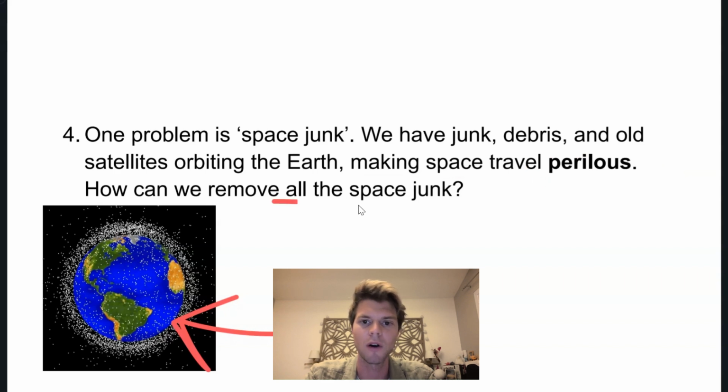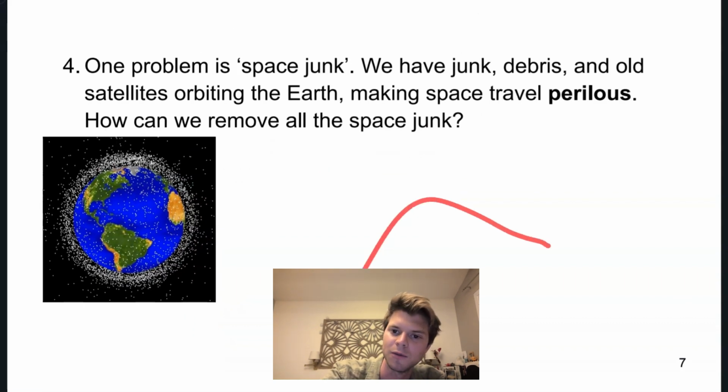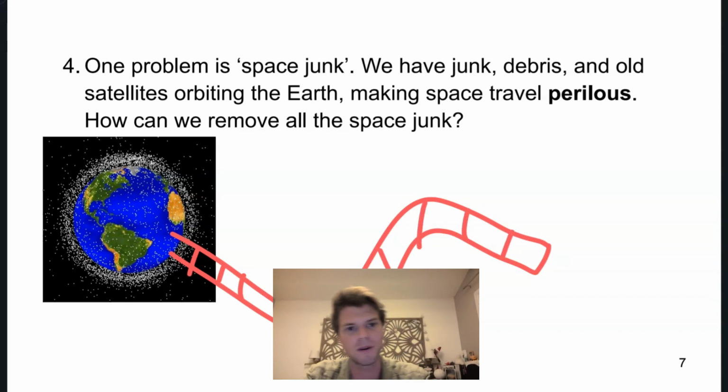How can we remove all the space junk? This is again your opinion. You can be very creative here. You could say we could have some long snake thing, like a long vacuum that sucks up all the space junk. Or we could send people up there to pick it up. Okay.